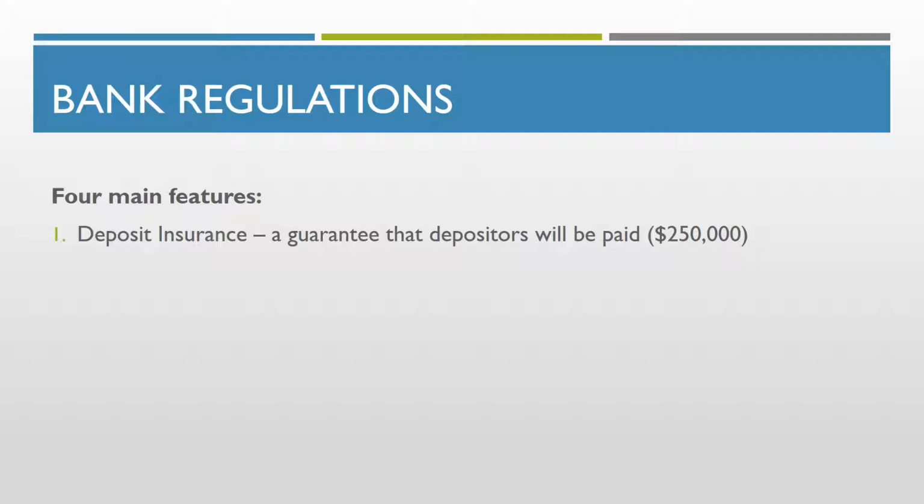So the banks are actually regulated by the Federal Reserve too. And the bank regulations have the following four main features. Number one, to provide deposit insurance. So basically it's a guarantee that depositors will be paid for whatever they lost when the bank fails in the economy. The insurance will cover up to $250,000 of deposits that the depositor has saved in the bank system.